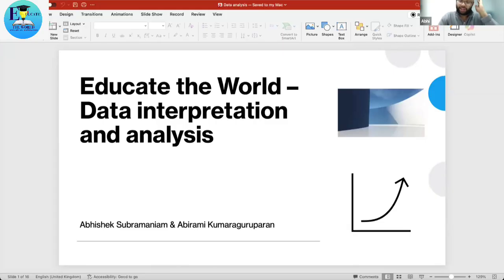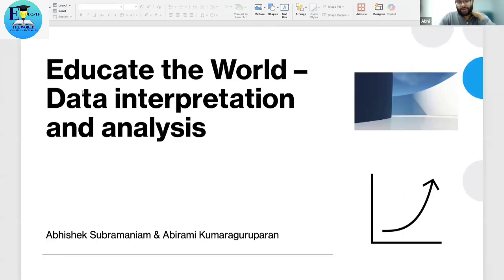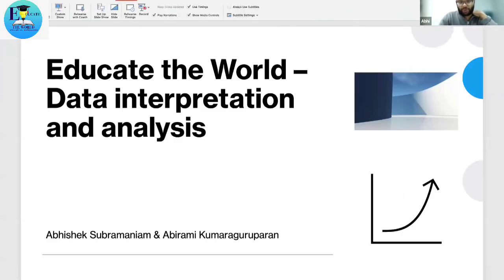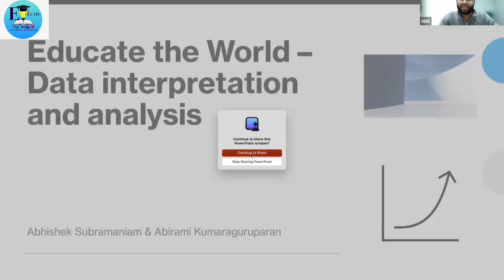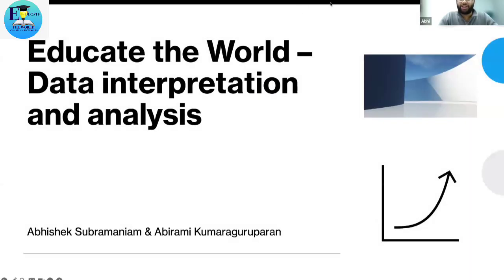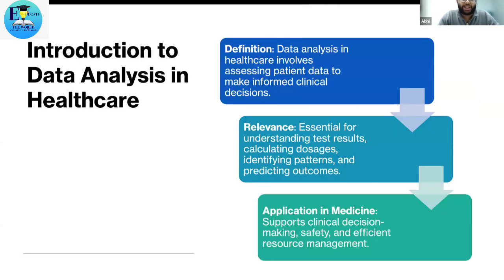And today, what we're going to do is talk about data analysis and why it's really important as a healthcare professional. I'm joined with Abirami as well, who'll also be talking through the rest of the slides and the actual data calculations and the interpretation. Okay, so let's begin. We're going to look at data interpretation, why data analysis is important in healthcare, and what it actually means.